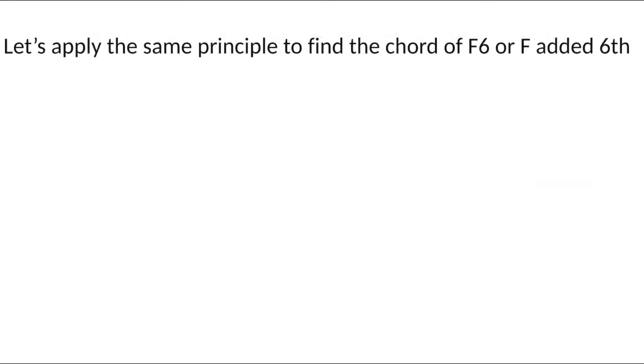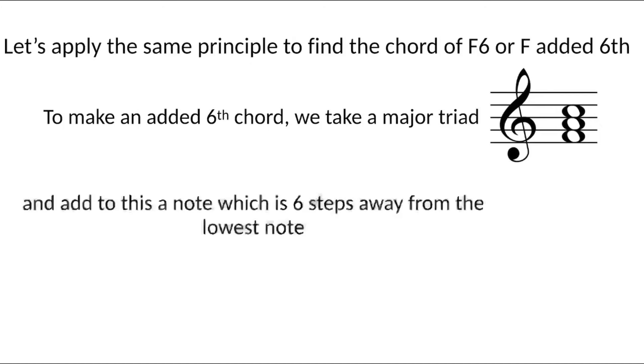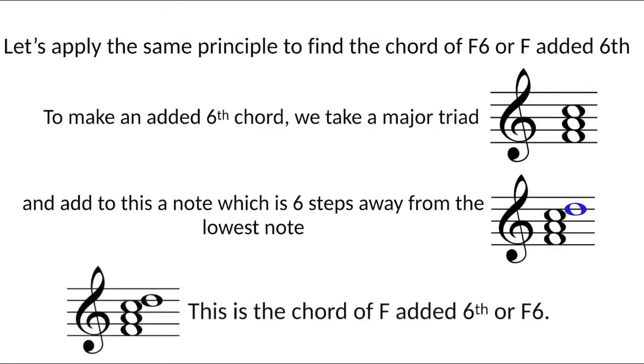To apply the same principle to find F6, again we begin with the major triad of F, add to this a note which is 6 steps away from the lowest note, which is an F. Count up 6 steps from F, and we'll get to D. Add that note D to the triad of F, and that gives us the chord of F added 6th, or F6.